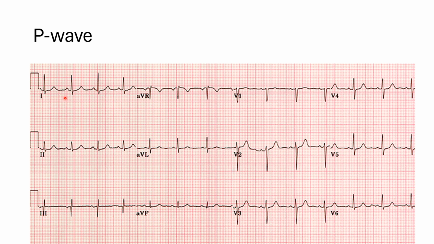Here is P wave. It is positive in lead 1, positive in lead 2. This is isoelectric baseline. Any deflection above this line is positive, any deflection below this line is negative. P wave is positive in lead 1, positive in lead 2, and positive in lead AVF. Here deflection is below the isoelectric baseline, so P wave in lead AVR is negative.